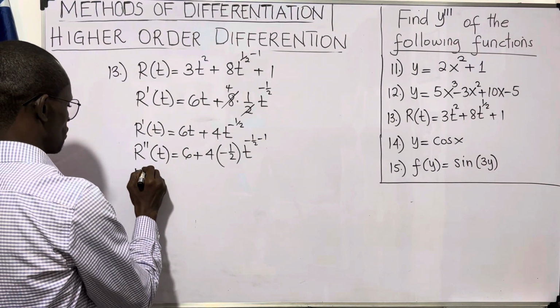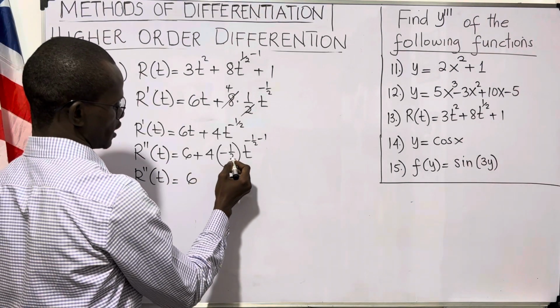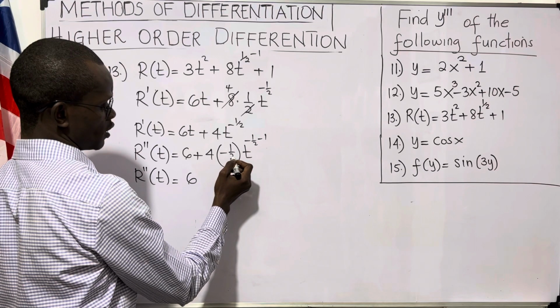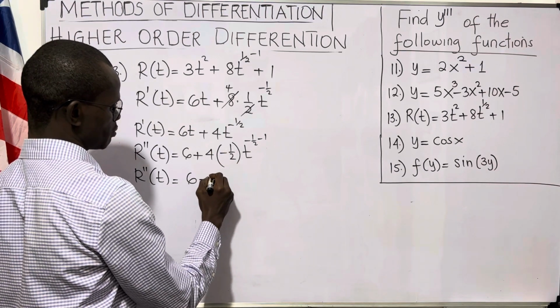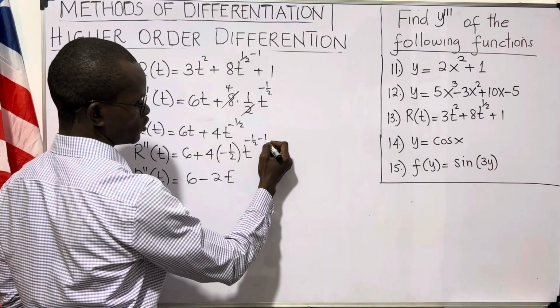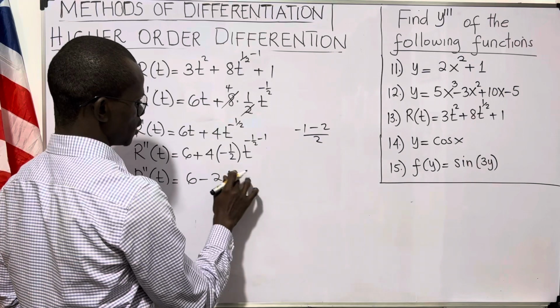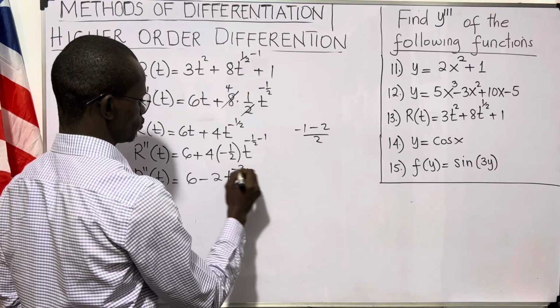So r prime prime of t is just equal to 6. Now this 2 goes into 2 one time, 2 goes into 4 two times, so it's minus 2t raised to the power 2 times 1 is 2, so it's minus 1 minus 2 all over 2. So this gives us minus 3 over 2.